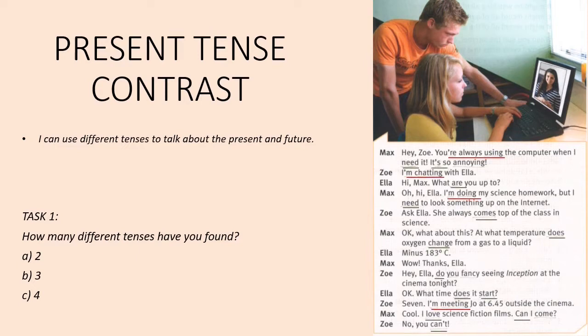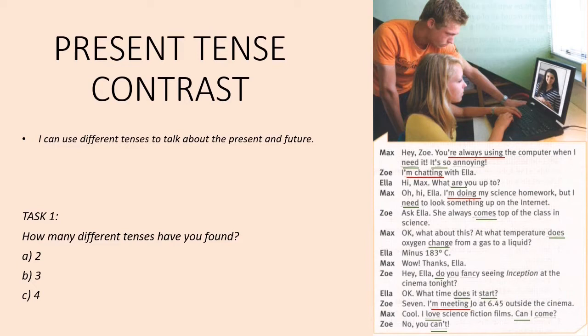As you can see here, there are only two colors, so there are only two tenses. With the red line, I've underlined the present continuous form, and the green line stands for the present simple. Let me just quickly read the short dialogue.